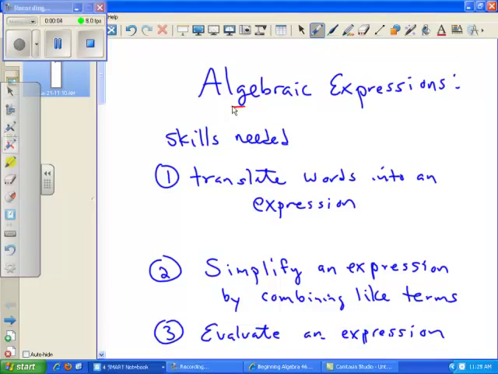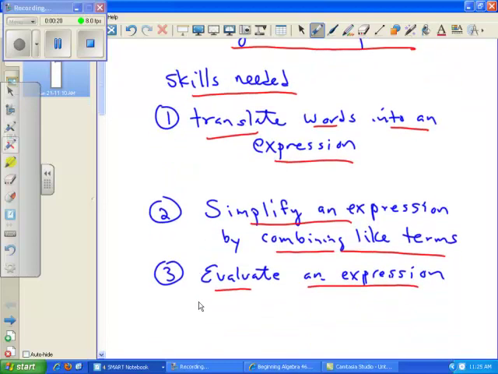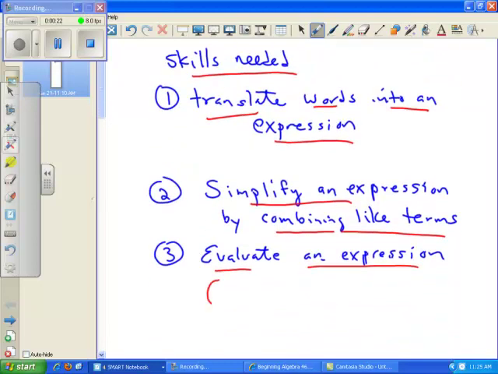Algebraic expressions. Skills needed for today. Translate words into an expression. We're going to need to simplify an expression by combining like terms, and then we're going to evaluate an expression for given input, more informally known as plug and chug. So when we get to this part, I'll give you an algebraic expression and some given input, and you'll just plug it in and clean it up.